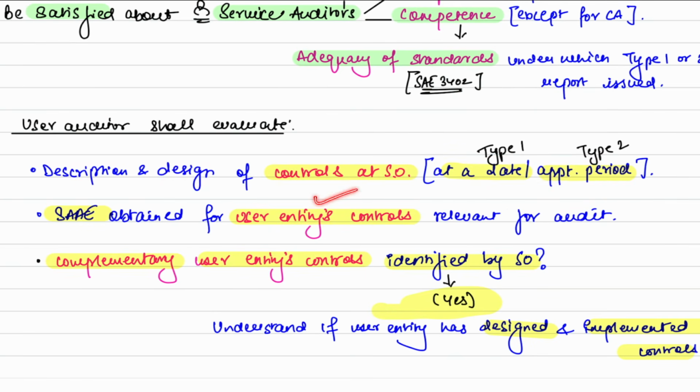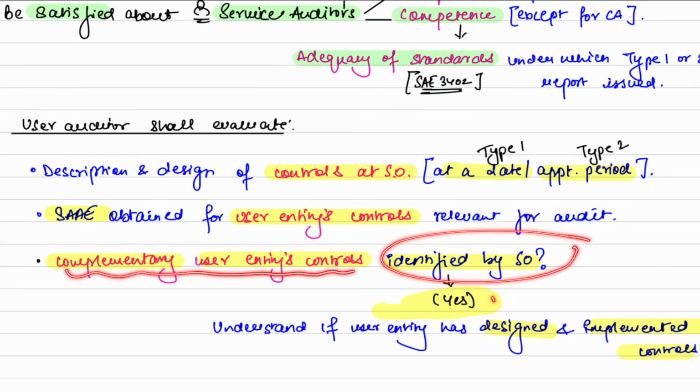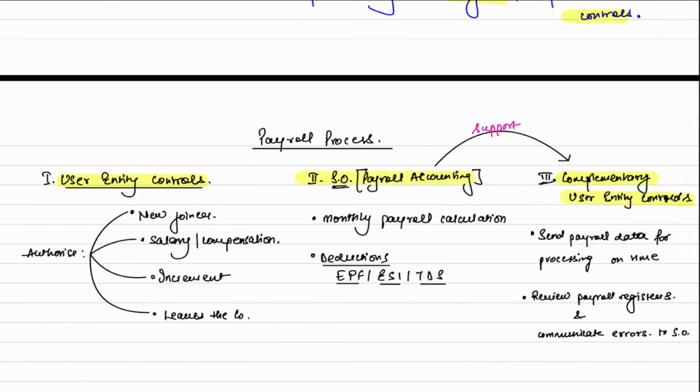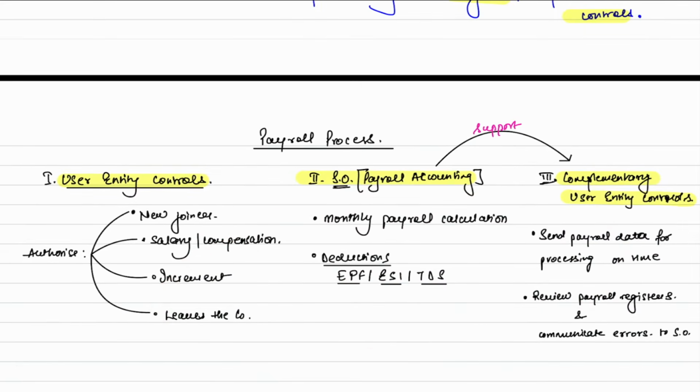Then the user entity's normal controls, which are relevant for audit. And lastly, complementary user entity control identified by service organization. If yes, then see whether user entity has designed and implemented such control. Let's understand these 3 types of control with the help of some practical example, not relevant from exam point of view, but it will help you in remembering these 3 points.